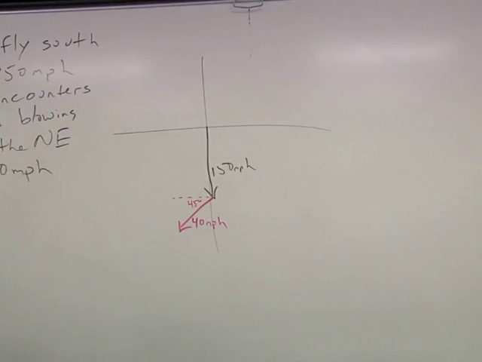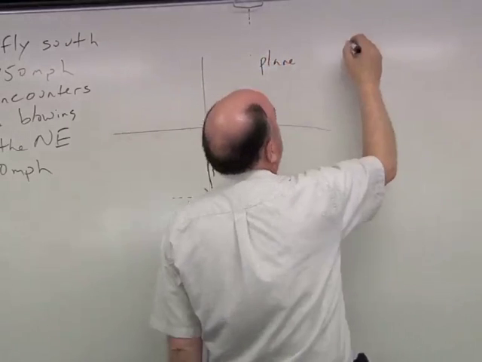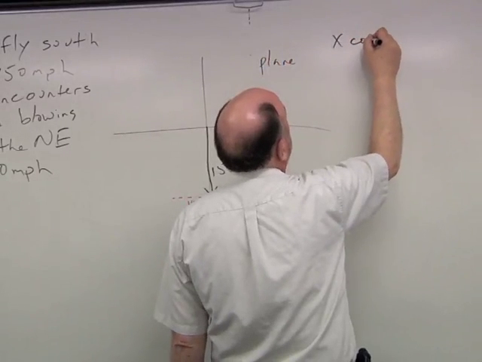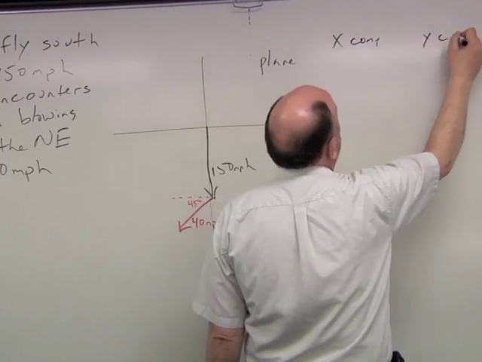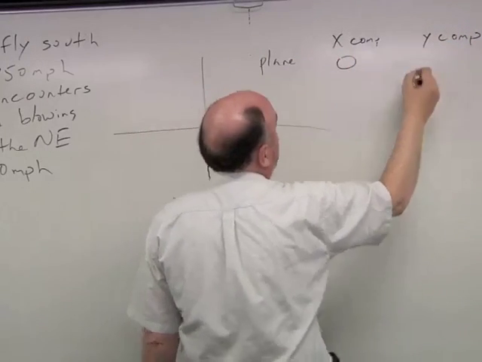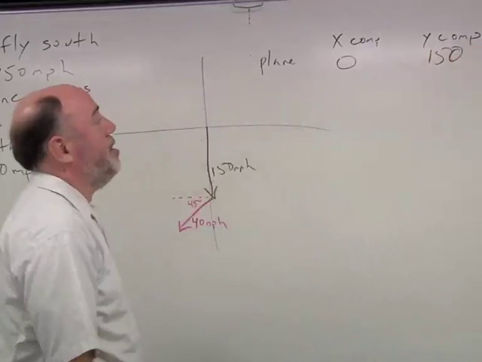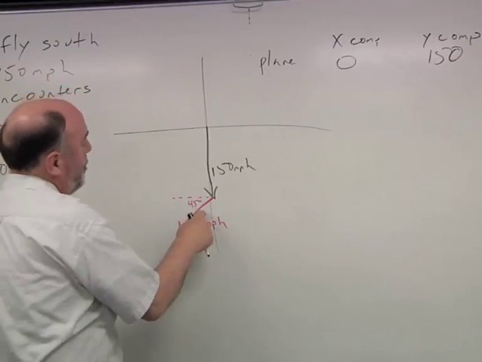So we can look at my vectors in terms of the x and y components. First off, for the plane, we have the x component and we have the y component. The plane has nothing in the x. It does have 150 in the y. Now for the wind.